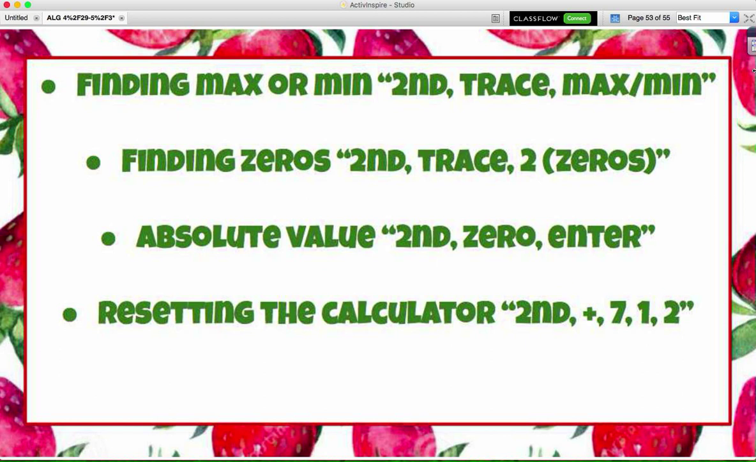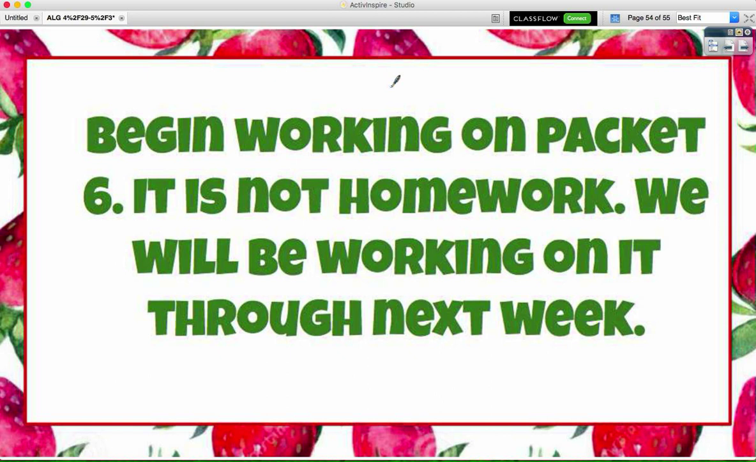Okay? So at this time, you can go ahead and begin working on your packet 6. Our quiz on packet 6 is next Wednesday. So you have until next Wednesday to finish this.